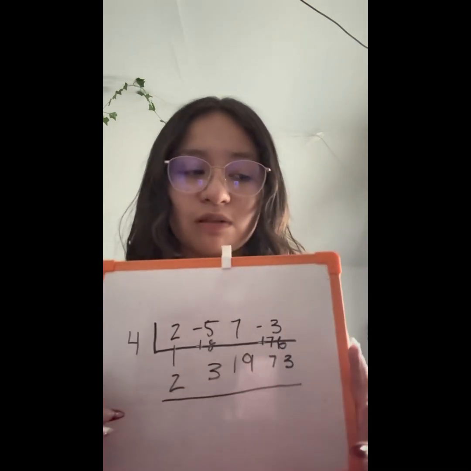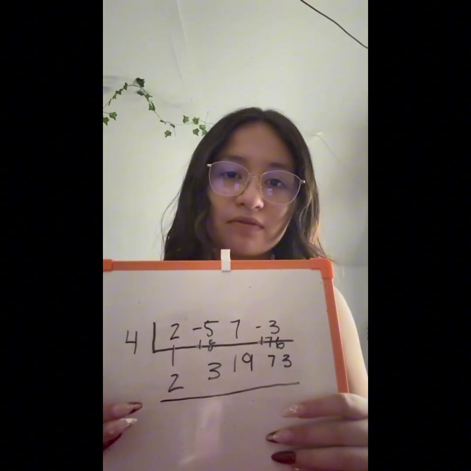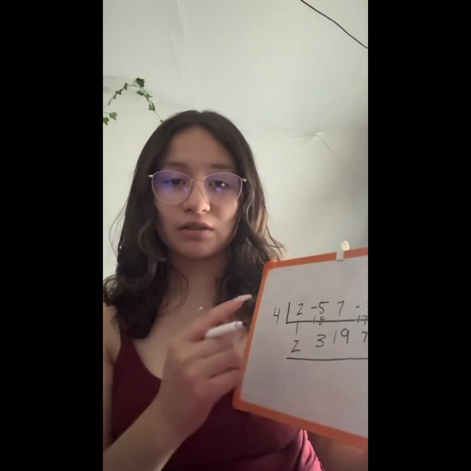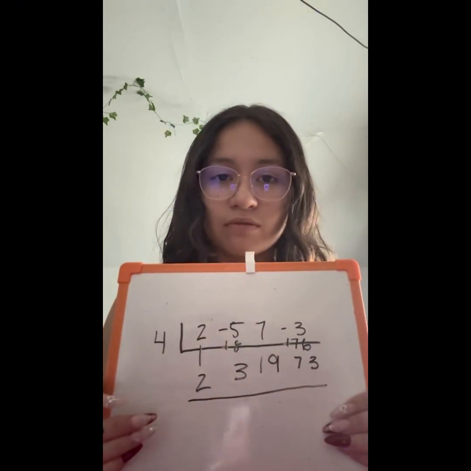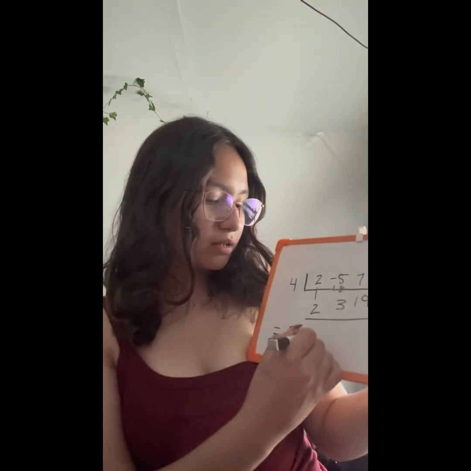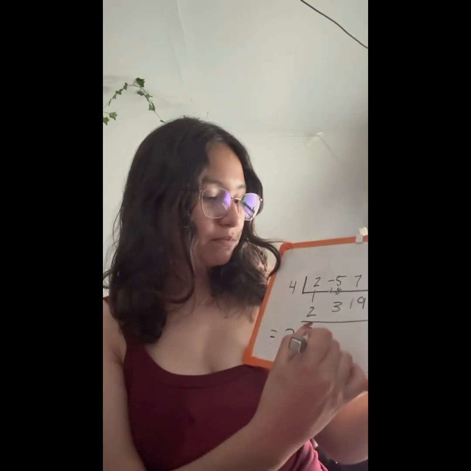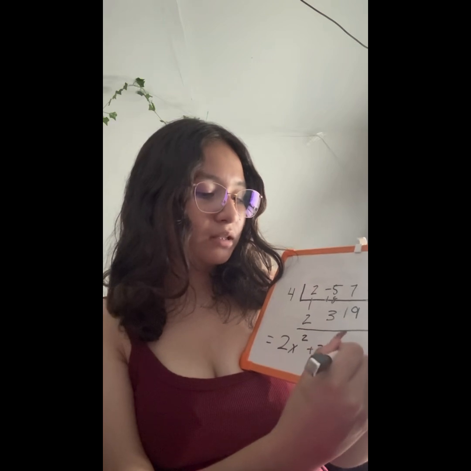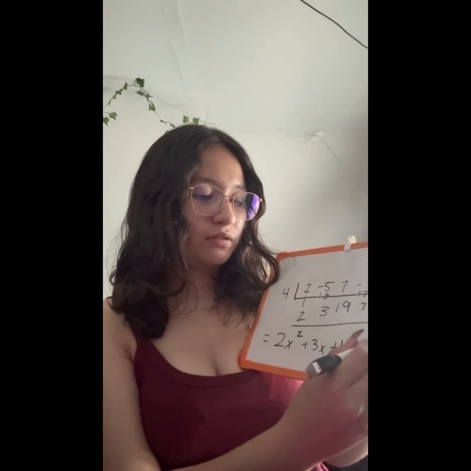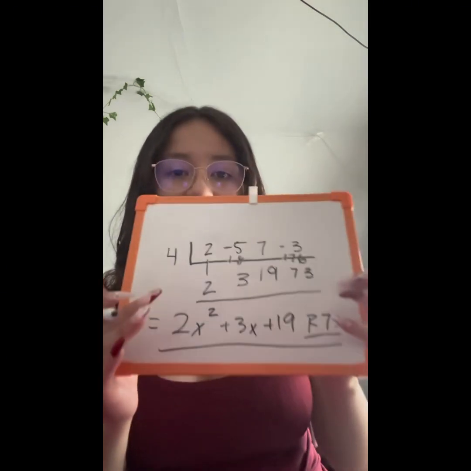But since we're finding the average monthly profit, you take this and put it into the proper form. It's going to be 2x squared, since the first one was cubed; you take one exponent off. 2x squared plus 3x plus 19 with the remainder of 73. That's going to be irrelevant, so it doesn't really matter at this point. And that is your new equation.